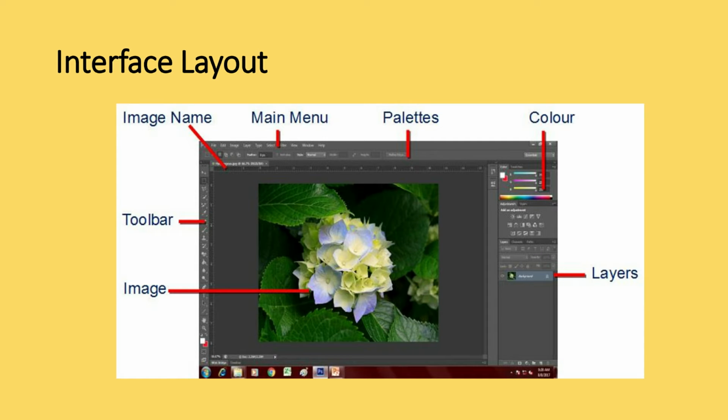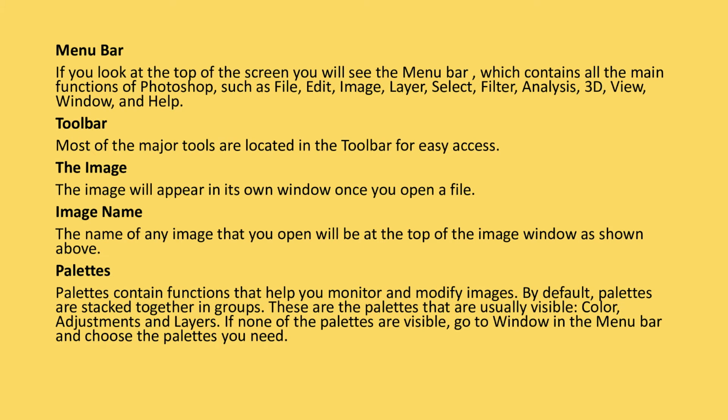Next topic is layout. The first one is the menu bar. If you look at the top of the screen, you will see the menu bar, which contains all the main functions of Photoshop such as File, Edit, Image, Layer, Select, Filter, Analysis, 3D, View, Window, and Help. Next is the toolbar. Most of the major tools are located in the toolbar for easy access.